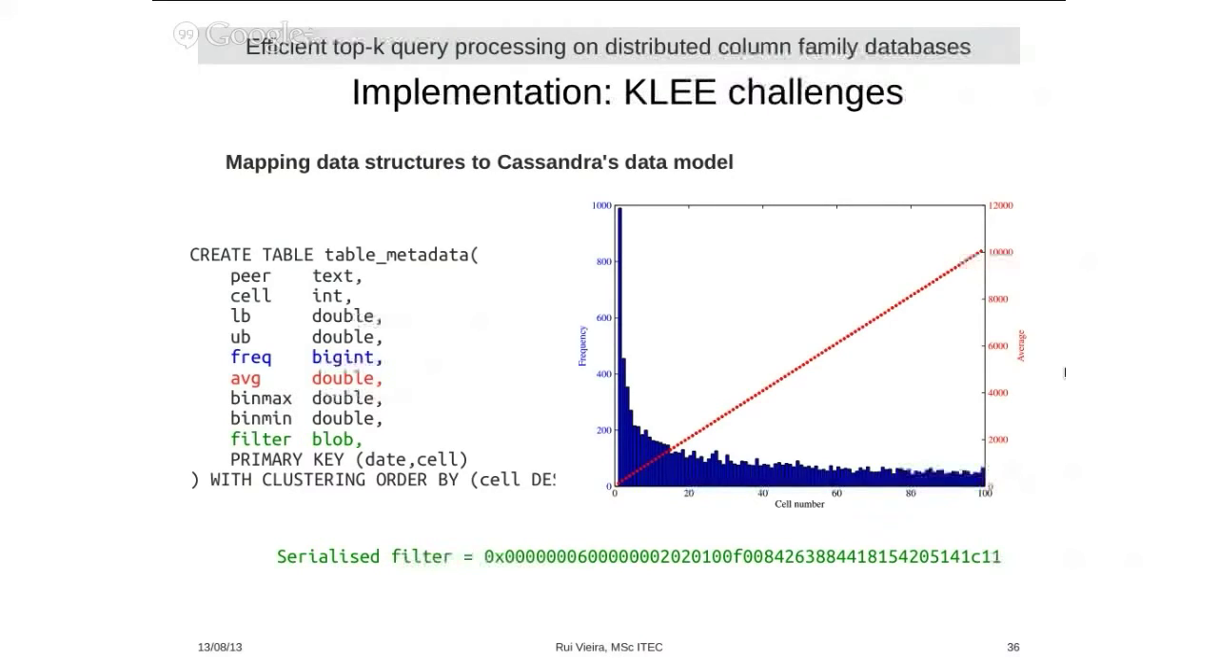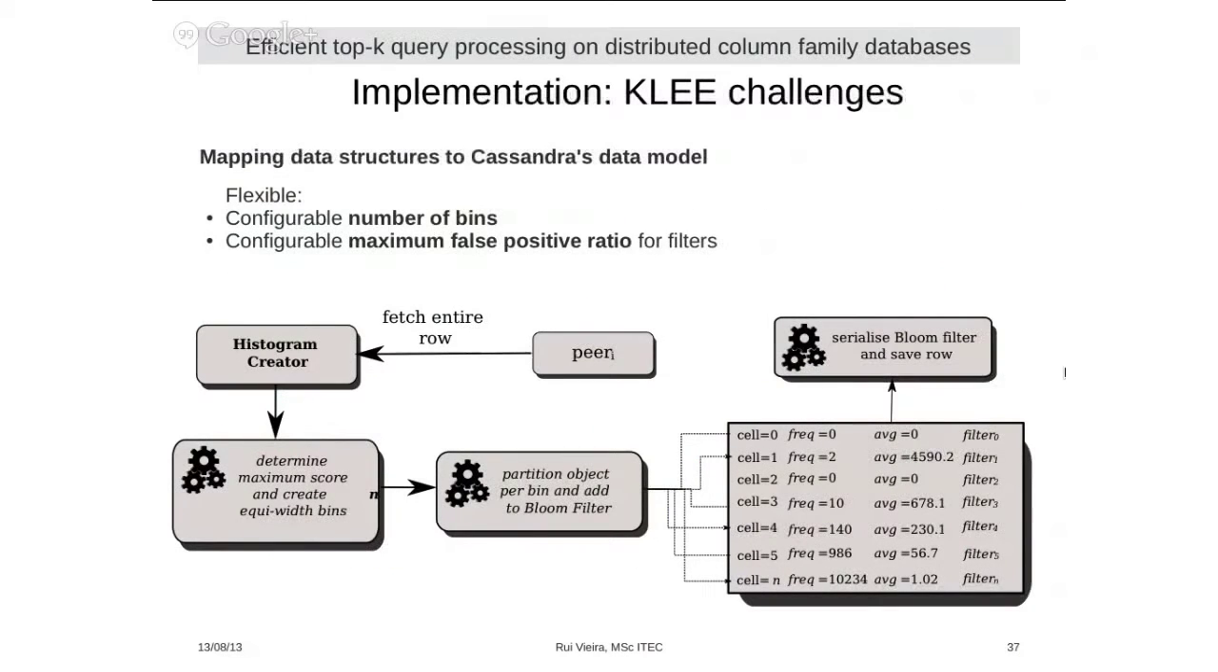So this is how we mapped the statistical metadata to the Cassandra schema. For each peer, we had a certain number of cells. We just mapped the frequencies, the lower bounds, upper bounds, the average values, and the filter was serialized. The Bloom filter was serialized as a binary and stored as a blob in the database. And then at retrieval time, it's deserialized into a Bloom filter again. So this is the process.